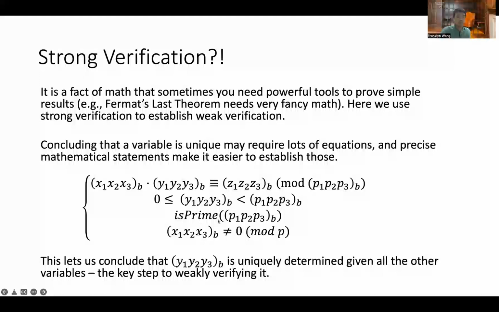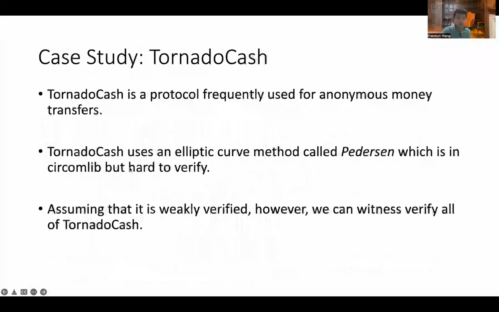So these constraints are not things that Ecne can derive, because these are formal mathematical statements that are not QAPs. They're very complicated symbolically. Okay, so TornadoCash, this is actually relatively well captured in what we had before. This is a protocol that's frequently used for anonymous money transfers, and it uses an elliptic curve method called Pedersen, which is in circomlib, but very, very hard to verify.